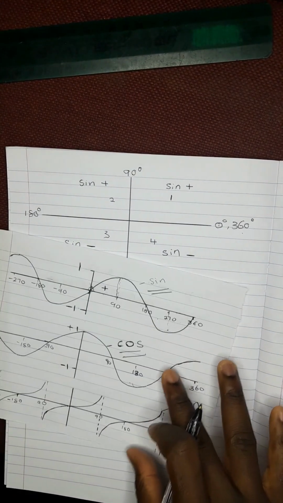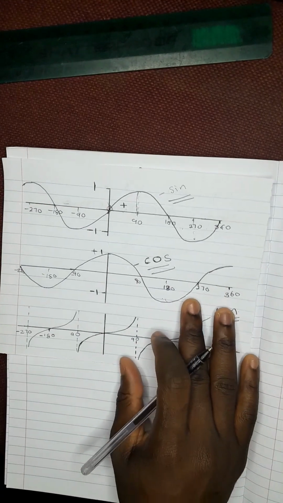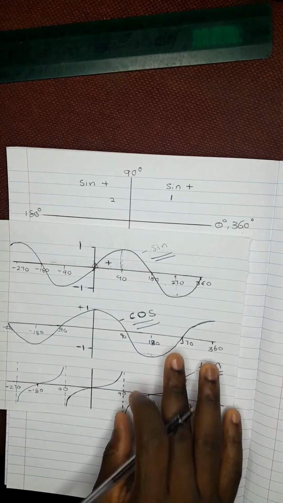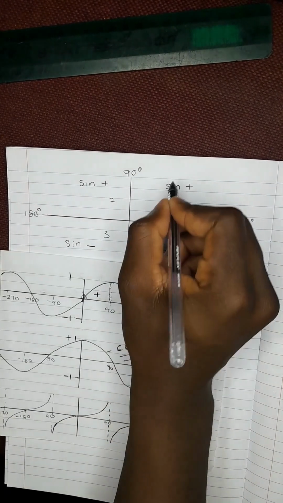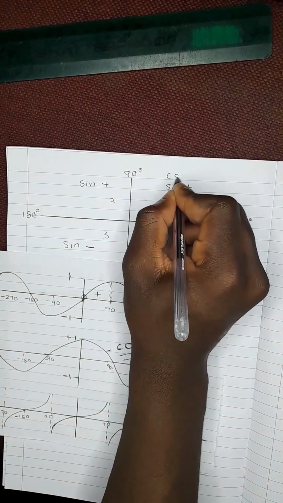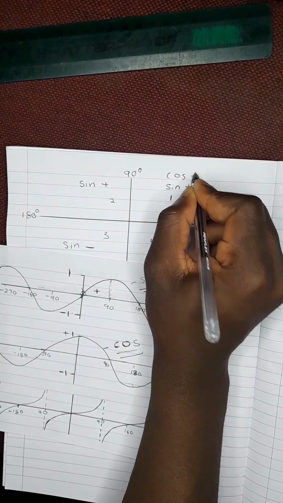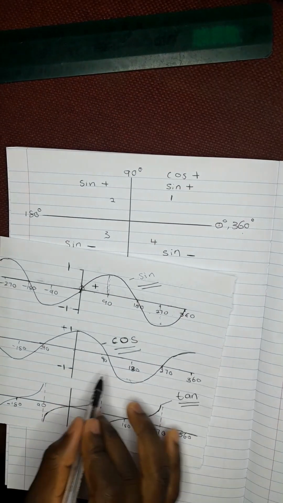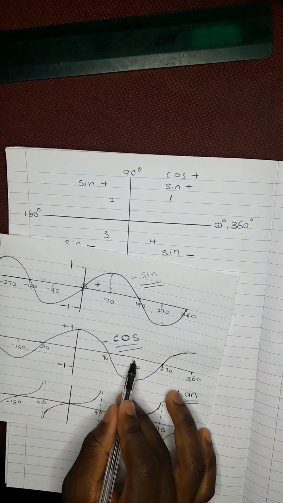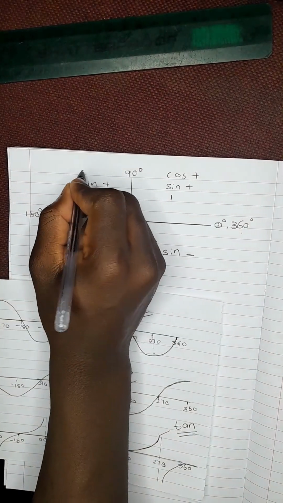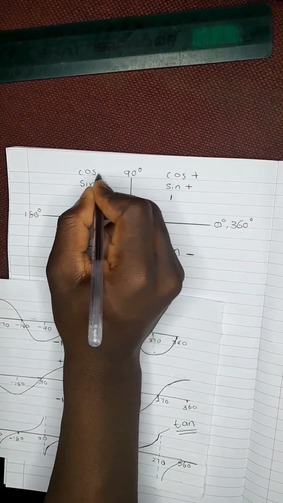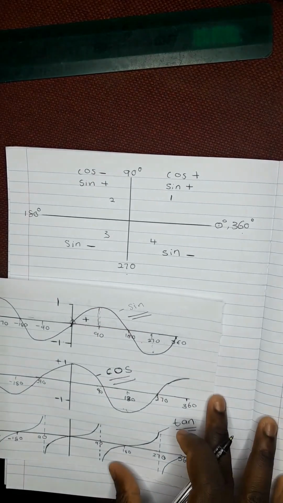Let us move on to our cosine. We are going to do the very same thing. From 0 to 90, my cosine is positive. Then from 90 to 180, my cosine is negative.